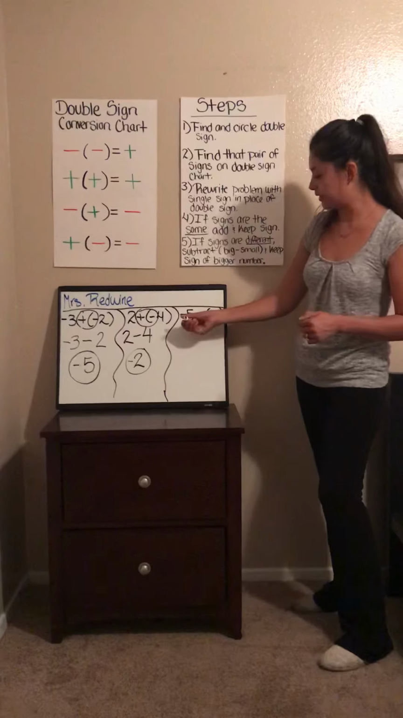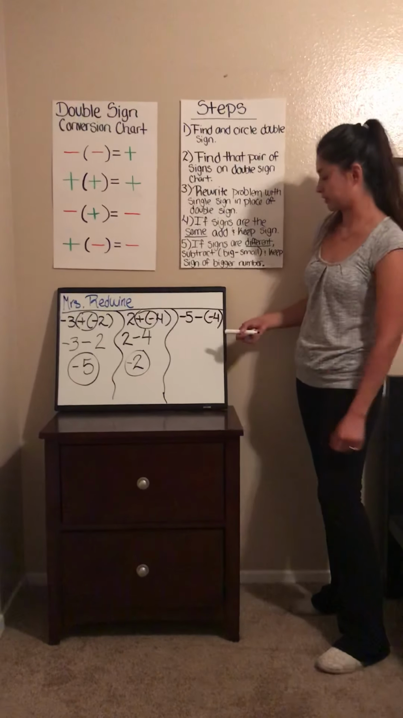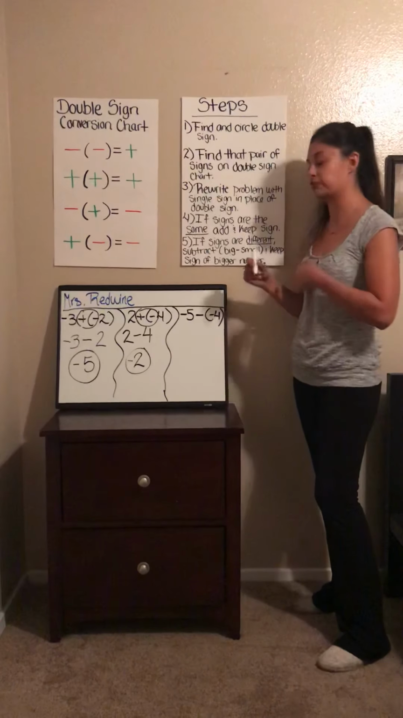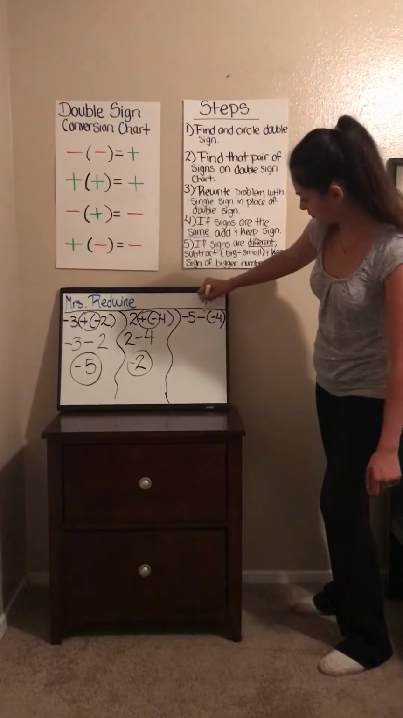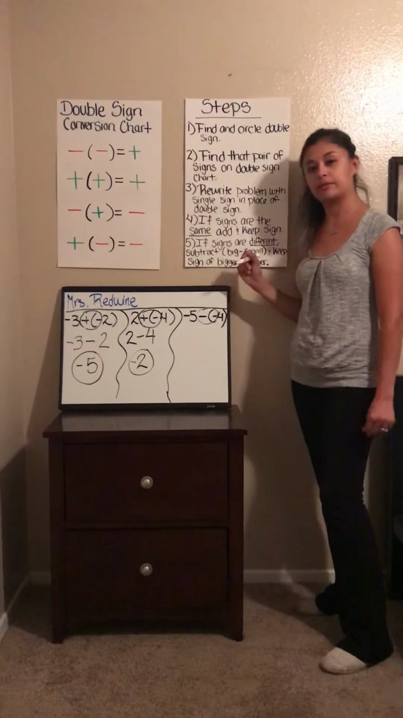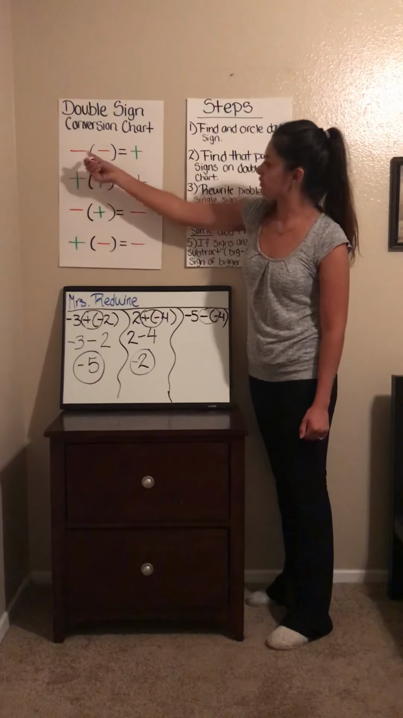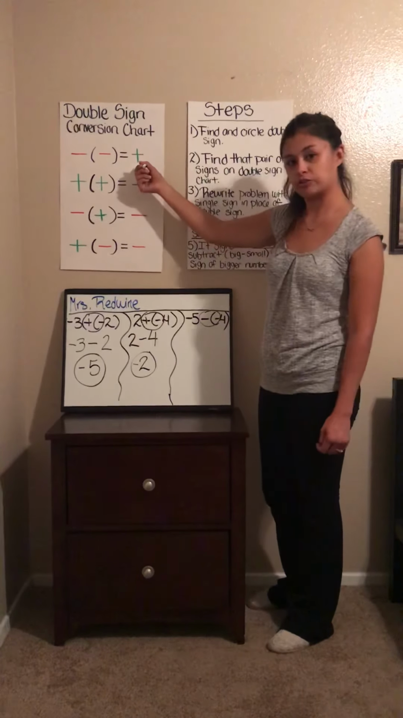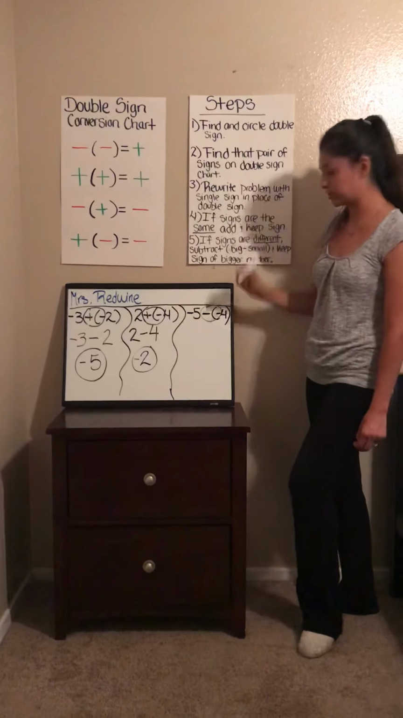This one is negative 5 minus negative 4. So we're going to go to our rules again. What does our first rule say? Find and circle the double sign. So here we have our double sign, 2 negatives. Now we're going to find that pair of signs on our chart. So we have our 2 negatives. Negative, negative. That's going to be converted into plus, positive. And we're going to rewrite our problem with our single sign.